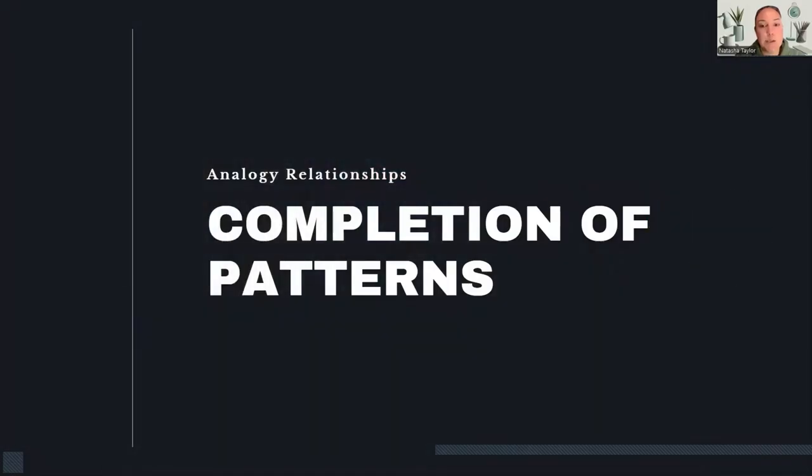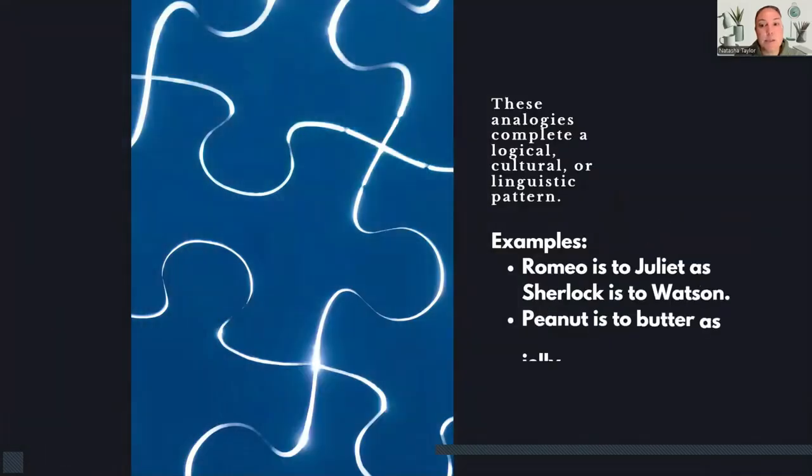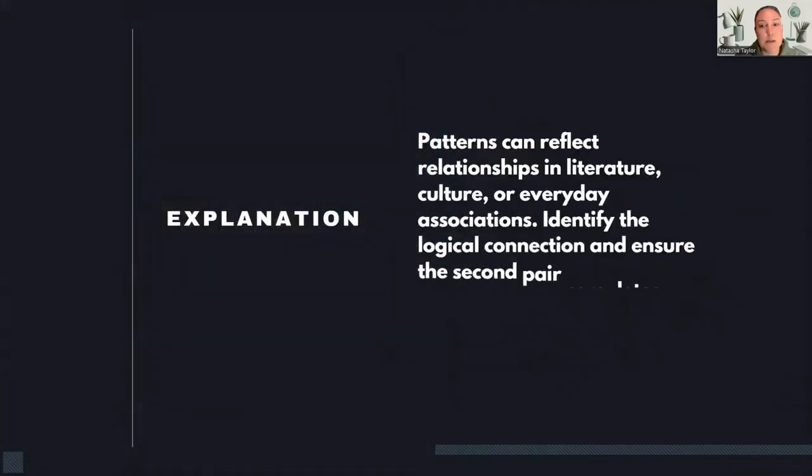Analogy relationships. Completion of patterns. These analogies complete a logical, cultural, or linguistic pattern. Examples: Romeo is to Juliet as Sherlock is to Watson. Peanut is to butter as jelly is to toast. Explanation. Patterns can reflect relationships in literature, culture, or everyday associations. Identify the logical connection and ensure the second pair completes the pattern in the same way.